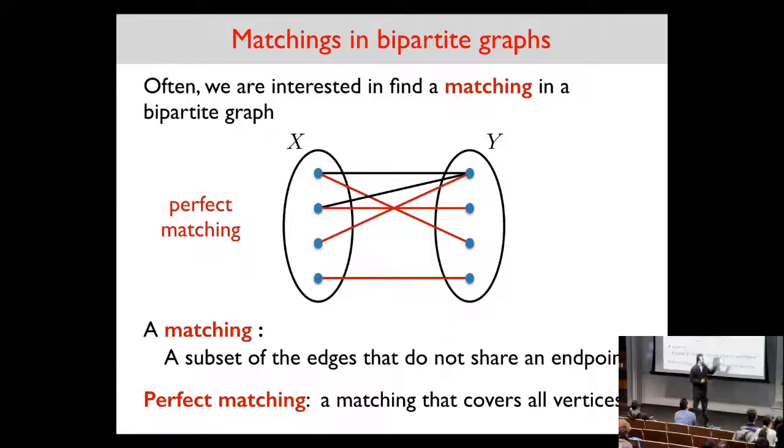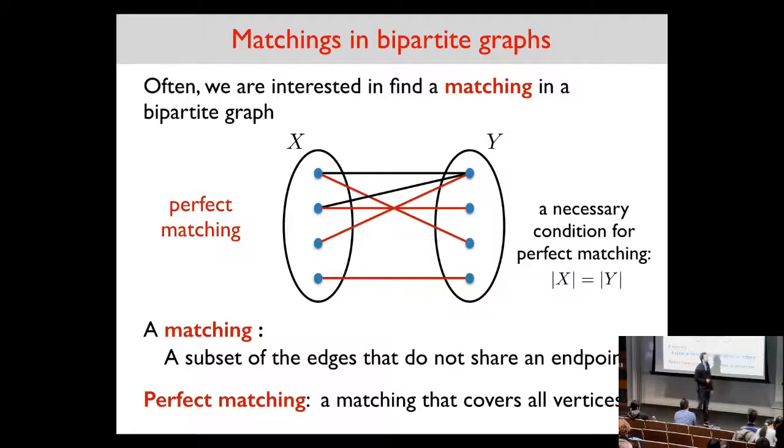Now I changed the graph a little bit so that each X and Y has 4 vertices. I'm showing you a matching here with 4 edges, and it touches every vertex. It's a perfect matching. You can see that I had to add a vertex to Y to do this, because a necessary condition for a perfect matching is that the two sides, X and Y, have the same number of vertices. Otherwise I cannot match them up. A perfect matching, you can also think of as a bijection between X and Y.